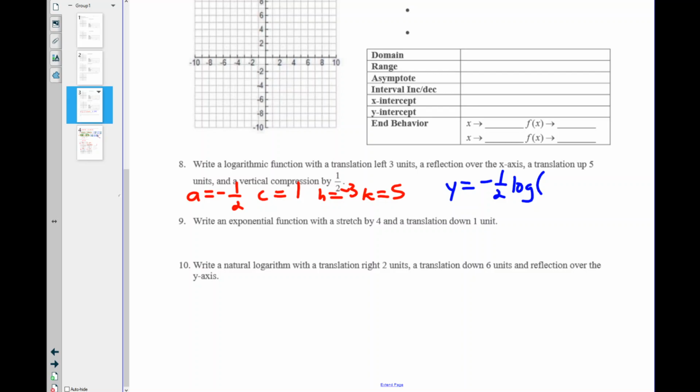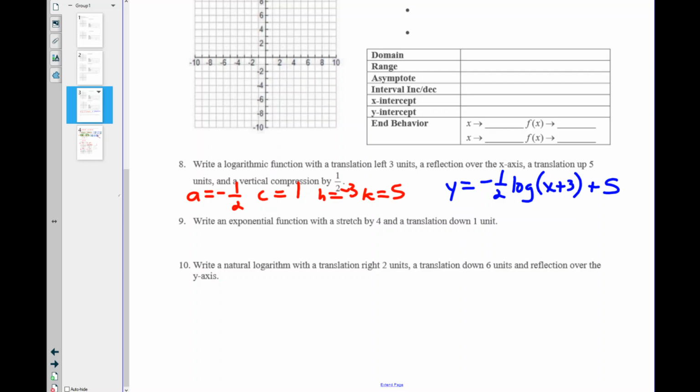What's going to go in the parentheses? No, x plus 3, good. And then close the parentheses +5. The only thing that could vary, if you had done this on your own, is the base of the log. They don't really say what base the log has to be, so it could be whatever, base 2, base 3.